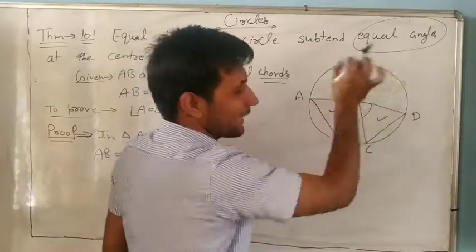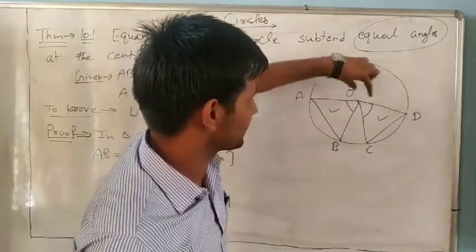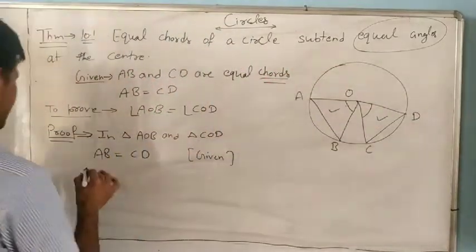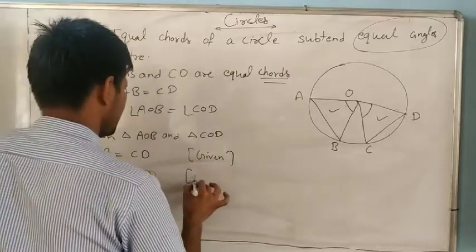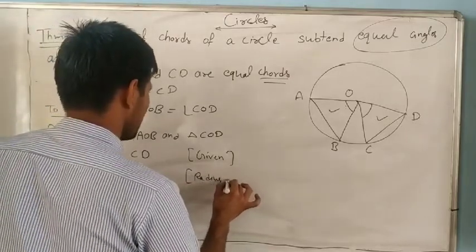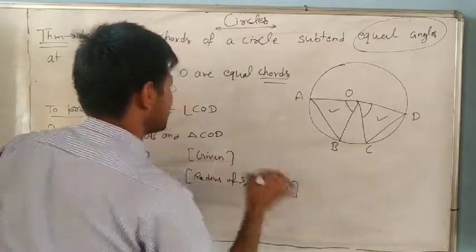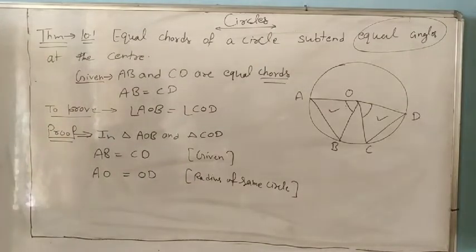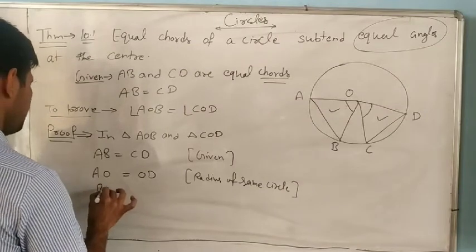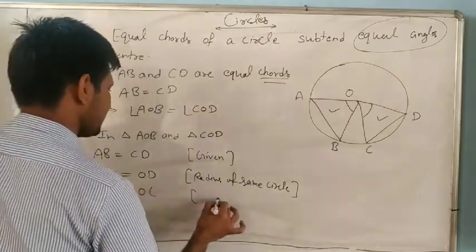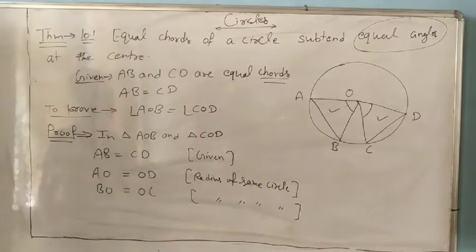Next is AO equal to OD. Can you say that? Or AO equal to OC? Yes, why? AO is radius, OD is also radius. So write AO equal to OD, radius of the same circle. Because in a circle all radii are always equal. Very simple. Next is OB equal to OC. BO equal to OC, same reason. Radii of the same circle are always equal.